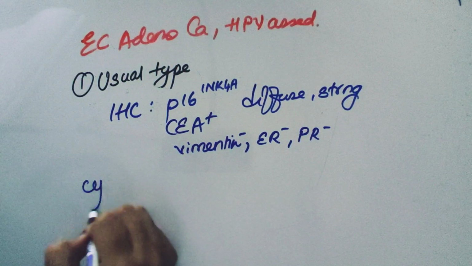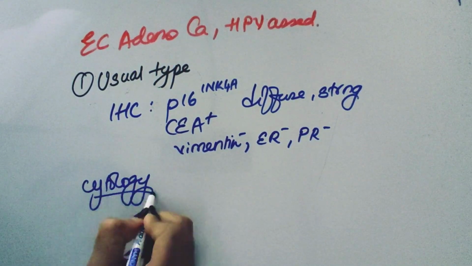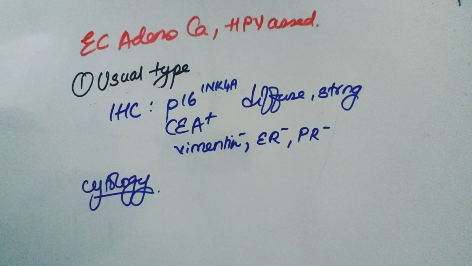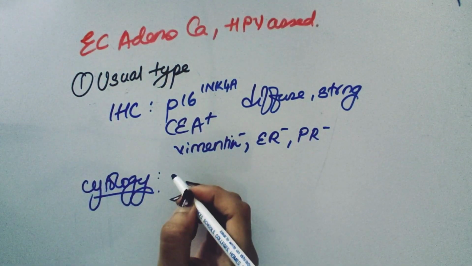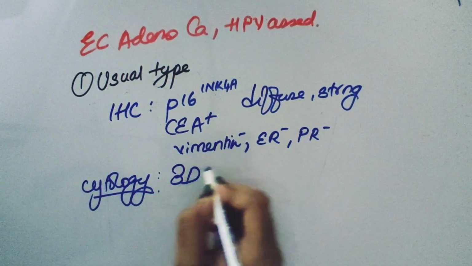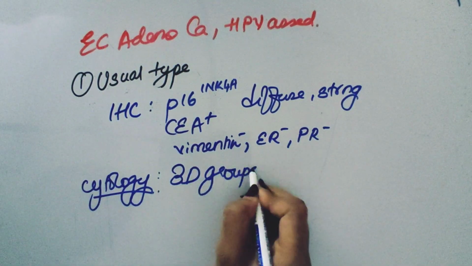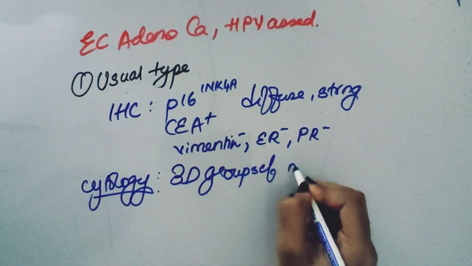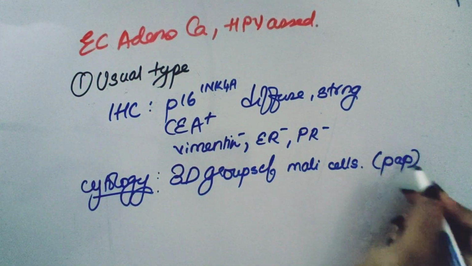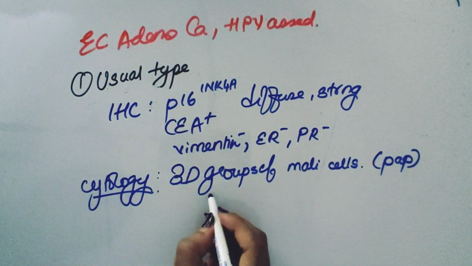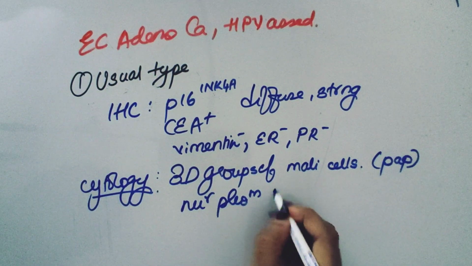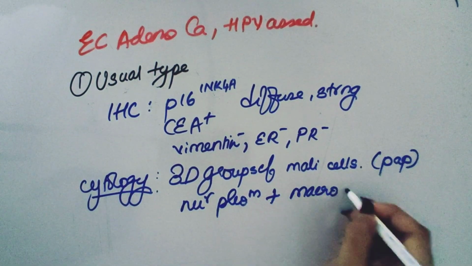Then cytologically, what do you see? Cytology is necessarily not mandatory to be written in endocervical adenocarcinoma. It's a long note, but if you have questions from pap smear, etc., you can add it. Right. And then you will see in cytology 3D groups of the malignant cells. Sometimes you may see a papillary pattern of arrangement of the malignant cells as well, and there will be nuclear pleomorphism along with macronucleoli.